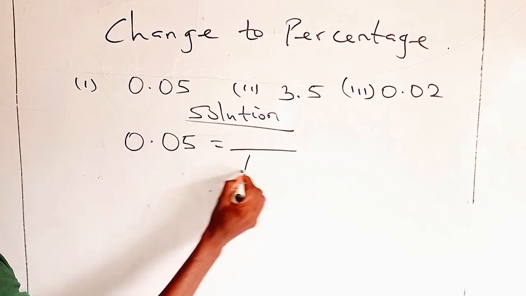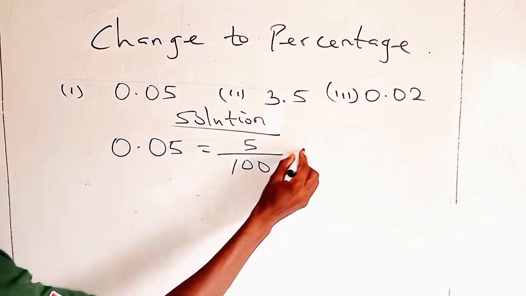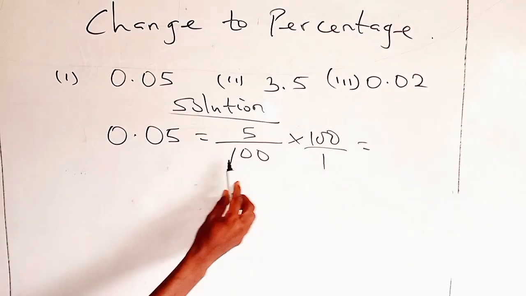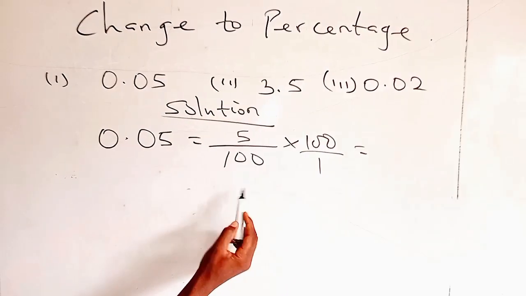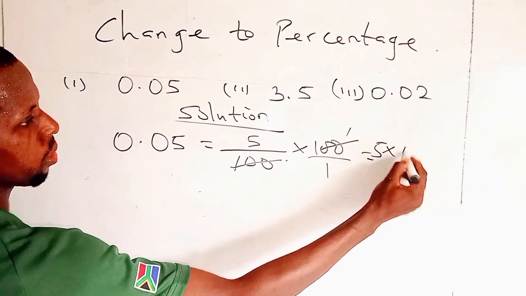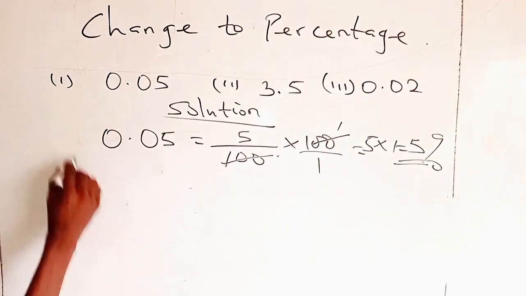We write a straight line 1, and then 0, we have 100. We multiply our result by 100 over 1. Why do we multiply by 100% over 1? Because we are changing to percentage. So we can simplify. This can go. So what we have is 5 times 1, that is 5%.